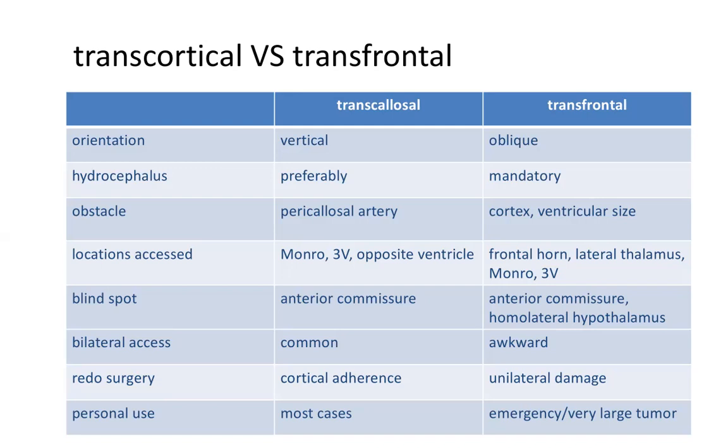And we have a better access to the homolateral hypothalamus. The blind spot in the transcallosal approach is the anterior commissure, while the transfrontal approach is also impaired by the anterior commissure and gives, in my mind, not a good approach to the homolateral hypothalamus. The bilateral access is common in the transcallosal approach, is more awkward in the transfrontal, and redo surgery can be difficult after transcallosal approach because of cortical adherences.